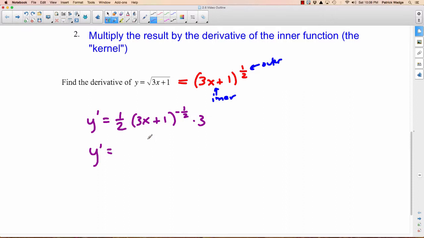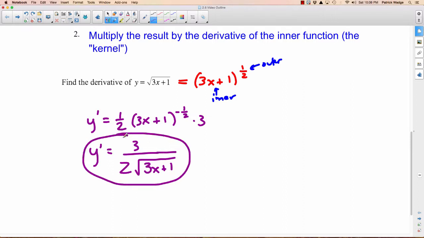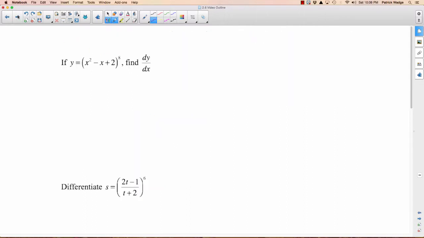So what do we have in the numerator? There's a 1/2 and the 3 in the numerator. 1/2 times 3 is 3 over 2. What do we have in the denominator? We have a 2, and then we have all of this to the negative 1/2. Well, the negative means it flips down into the denominator, and the 1/2 means square root. And what's still left inside is 3x plus 1. So this is your answer. Okay, this will take a little bit to get used to, but you've got to get used to it. The chain rule comes up over and over and over.